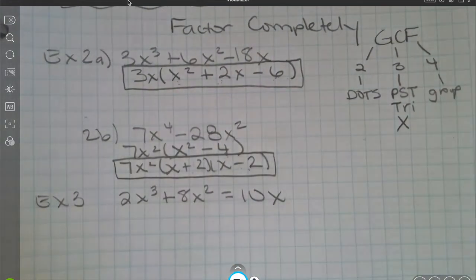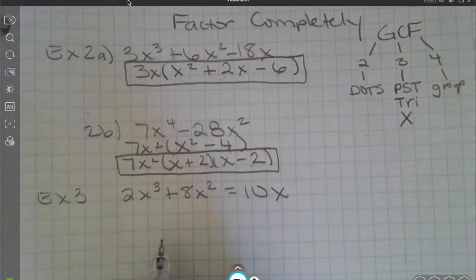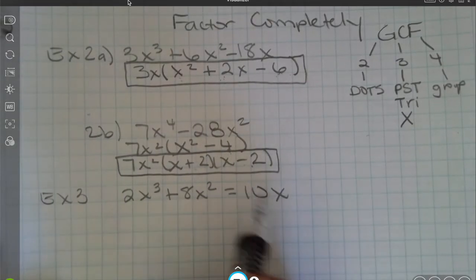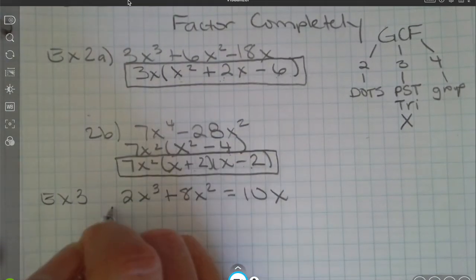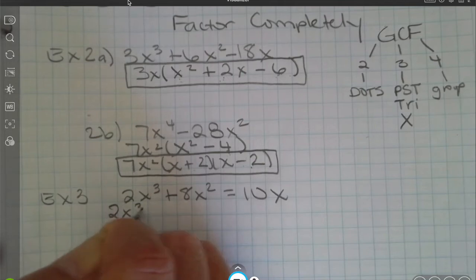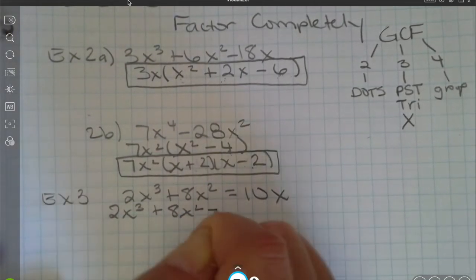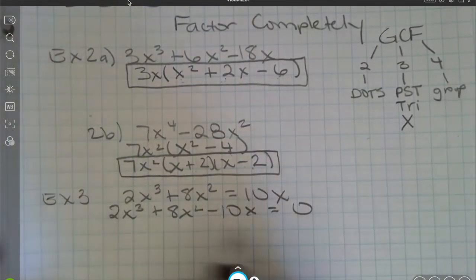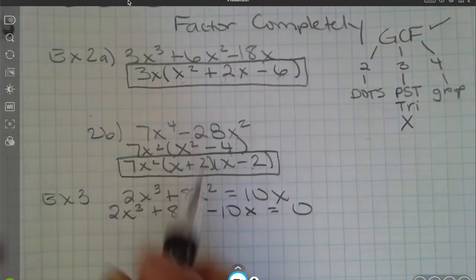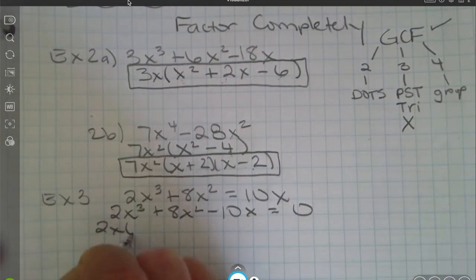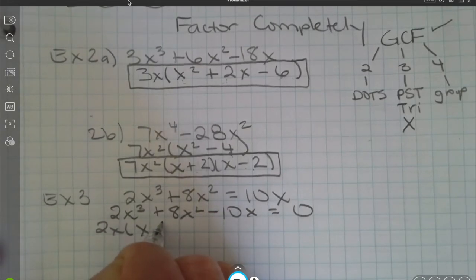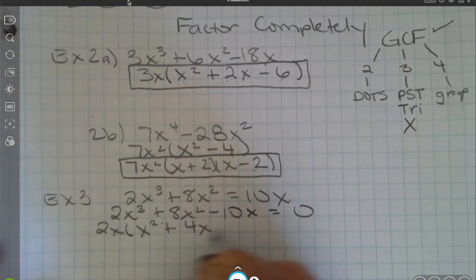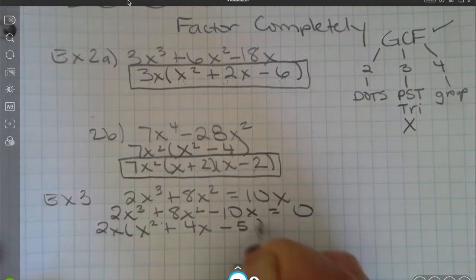Okay, so moving on, we're going to finish this by solving an equation by factoring completely. All right, first thing we have to do is make this equal 0. So we're going to subtract 10x from both sides. 2x cubed plus 8x squared minus 10x equals 0. Factor out the greatest common factor, remember, very first step, don't forget that, and that's going to be 2x. What's left is going to be x squared plus 4x minus 5, and that's going to equal 0.